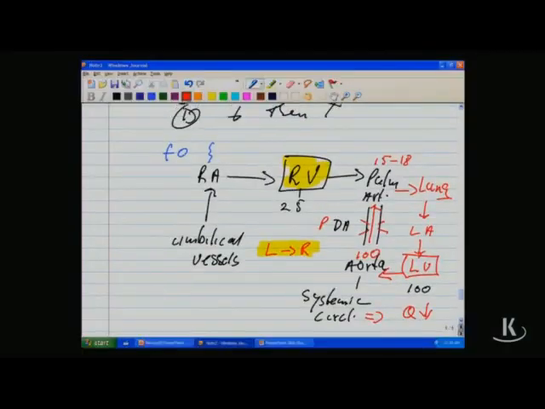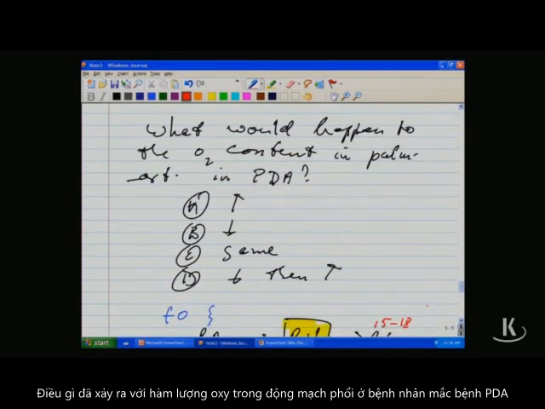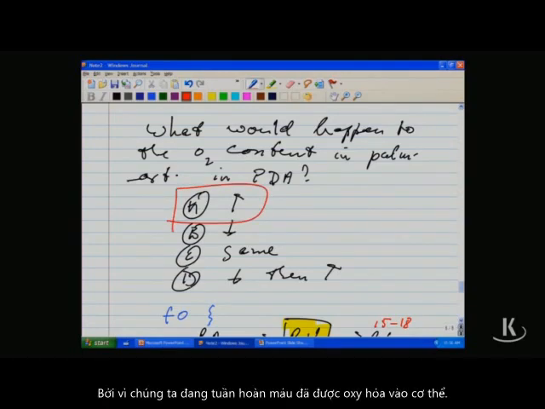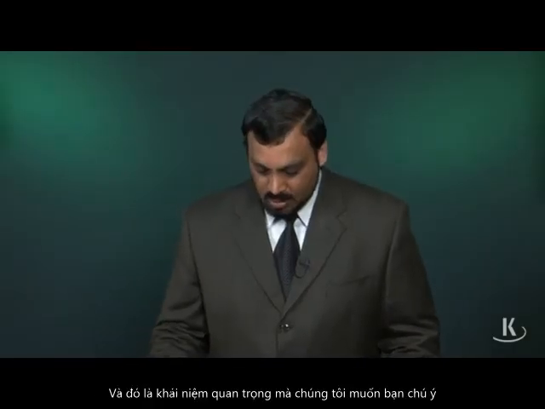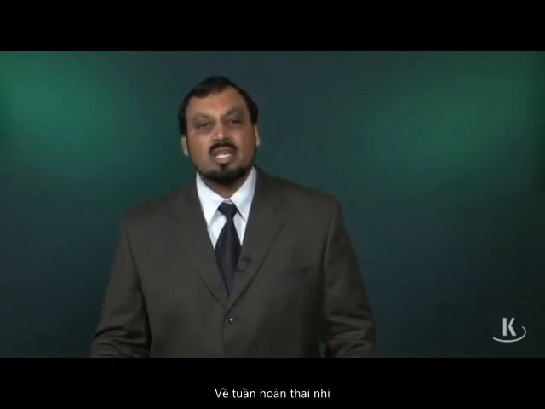Now, back to the question we asked earlier. What would you think would happen to the oxygen content in the pulmonary artery in a patient with PDA? And of course, if your answer was increased, then you are correct, because we are recirculating oxygenated blood into the pulmonary artery. And that's the important concept that we want to bring to your attention in terms of fetal circulation.